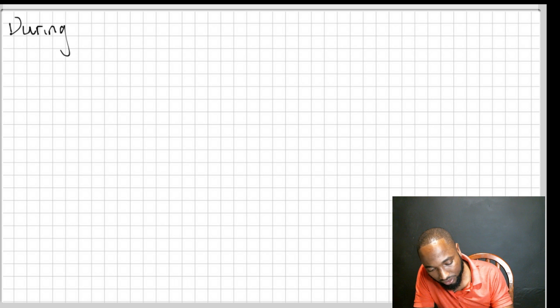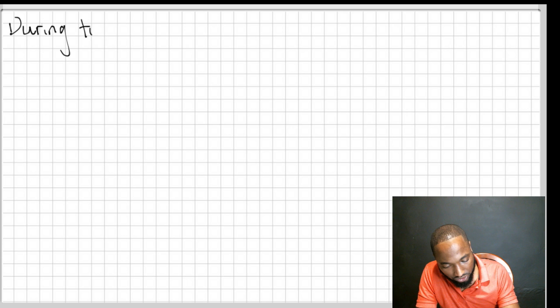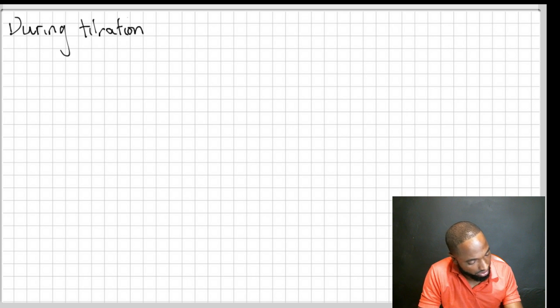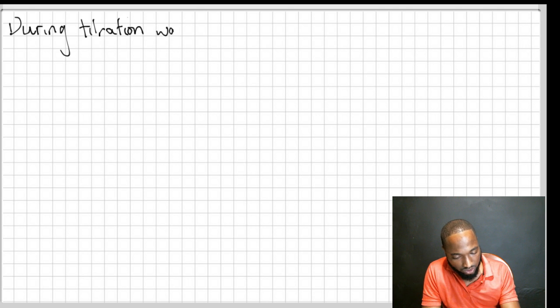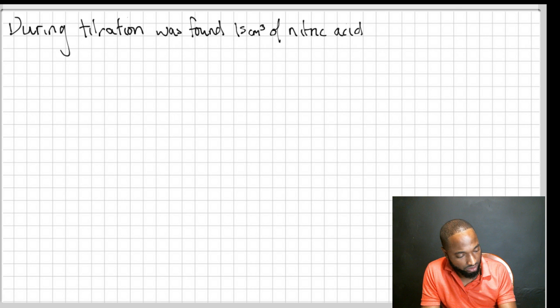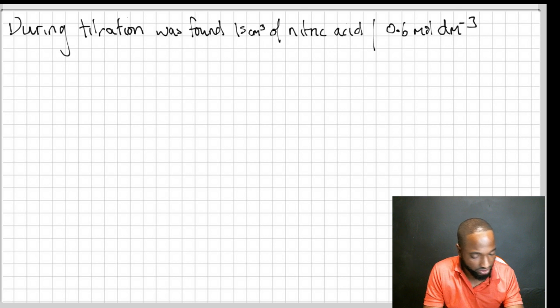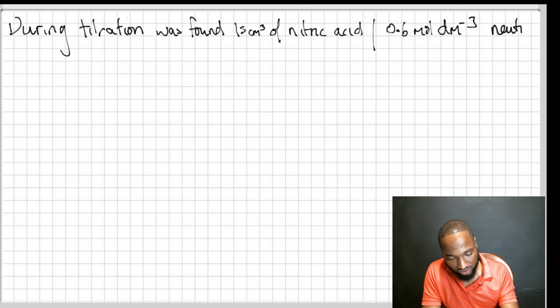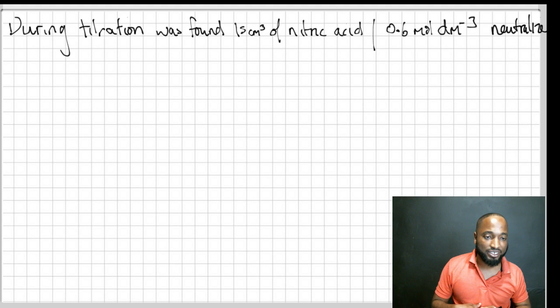So during titration, some of you all can see the question too. I'll just explain it for you. It was found 15 cm cube of nitric acid, and they give you the concentration, 0.6 mole per dm cube. Some molar concentration. I don't need to put that slash if I put -3. It neutralized. Now they're telling you straight up here that it neutralized.